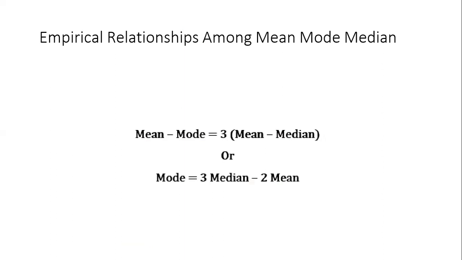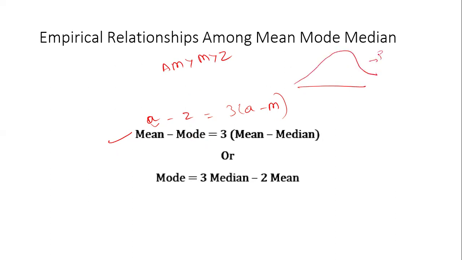Now, the empirical relationship between the mean, median and mode: mean minus mode is equal to 3 times (mean minus median). So this is the relationship. You can see the mean is greater than the median, and the median is greater than the mode. So this is a positive relation. In that case, the skewness is going to be on one side, skewed like this.